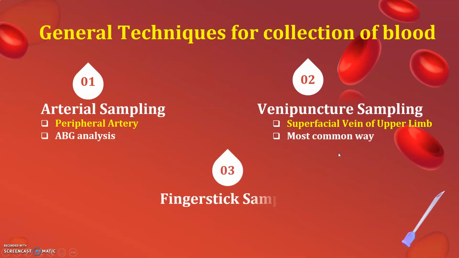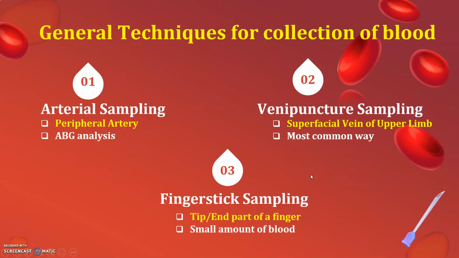Number three and last method is finger stick sampling. It is also called finger prick sampling, and in this method we can collect the blood at the end or tip of the finger. Generally, we use the 3 middle fingers to prick. This is useful whenever we want a very small quantity of blood for detection of blood group, hemoglobin count, blood sugar, also bleeding and clotting time. So these are the 3 different techniques to collect the blood.